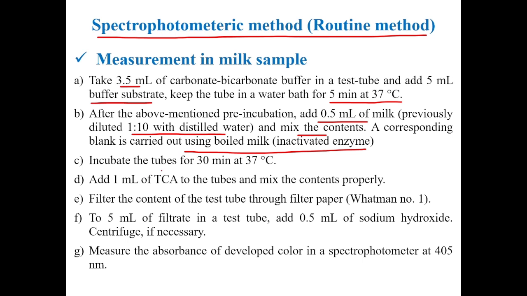Now incubate the tubes for 30 minutes at 37 degrees Celsius. Then you add 1 ml of TCA to the tubes and mix the contents properly. The purpose of TCA is to precipitate the protein. Then filter the content of the test tube through number 1 filter paper, and to 5 ml of filtrate in a test tube, add 0.5 ml of sodium hydroxide, because we need an alkaline environment, the optimum for alkaline phosphatase. Centrifuge if necessary. Measure the absorbance of the developed color in a spectrophotometer at 405 nanometers.